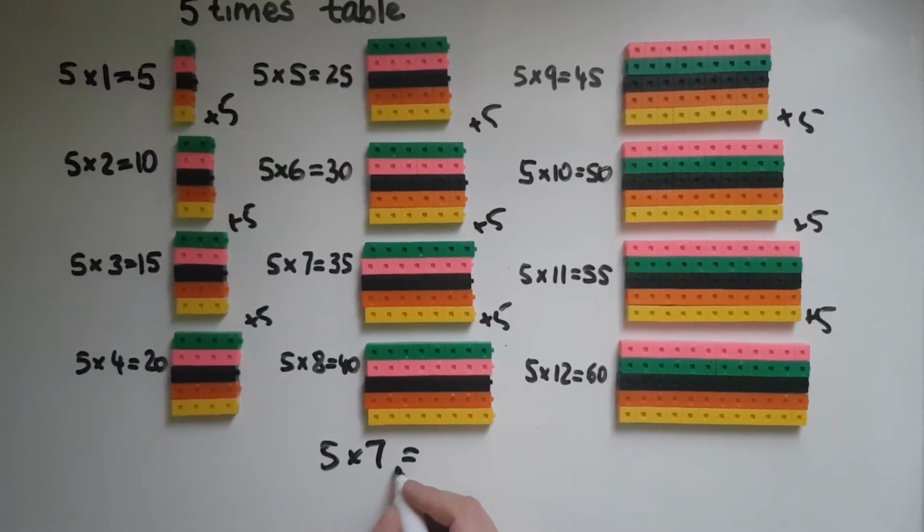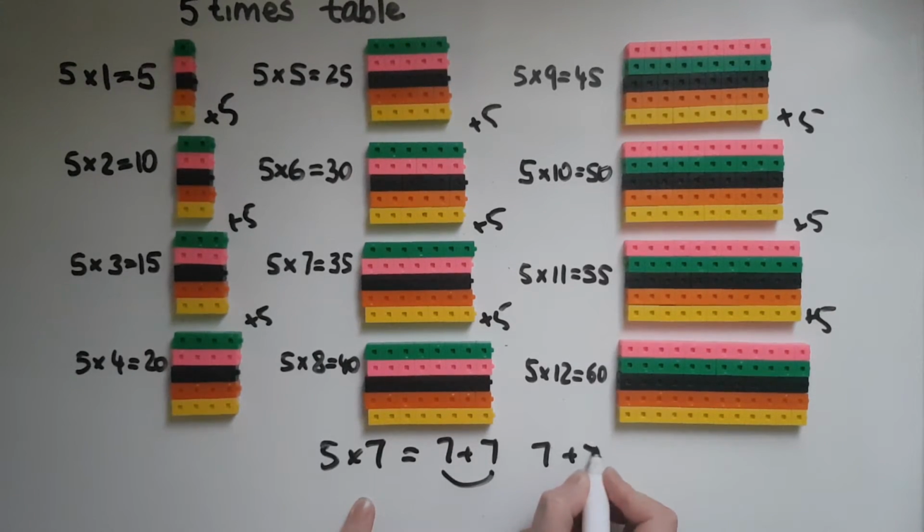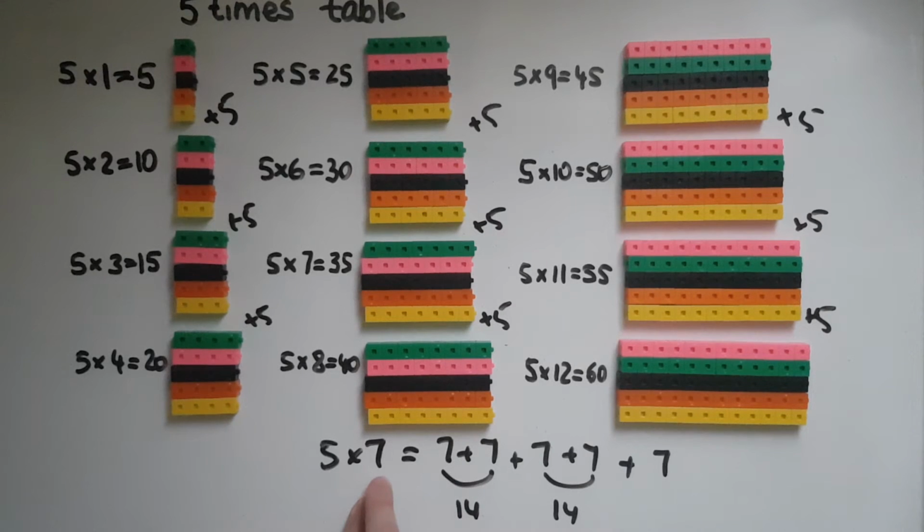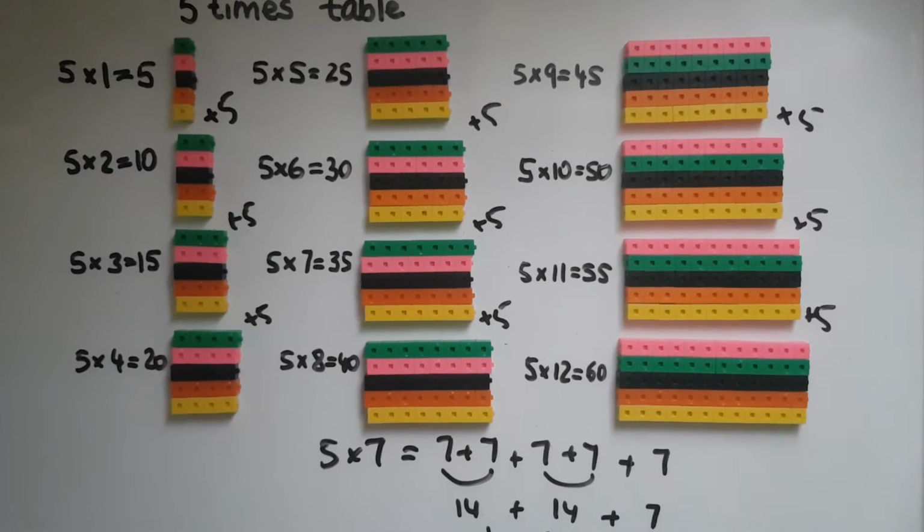maybe we can do 7 and 7 together and 7 and 7 together, which is the same amount. So that's 14 and another 14, and add another 7. So that is 5 lots of 7. So we doubled the 7 to begin with, get 14, double it again to get 28, and add 7 on top to give us 35. So that would be perhaps one of the shortest ways if you don't know the 5 times tables.